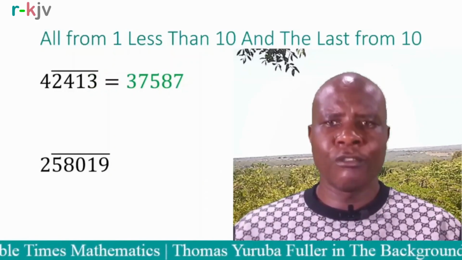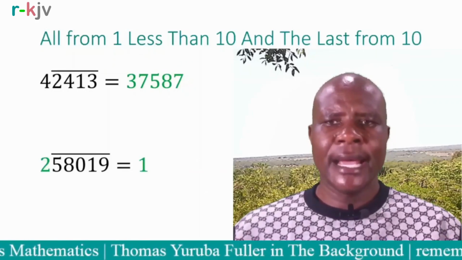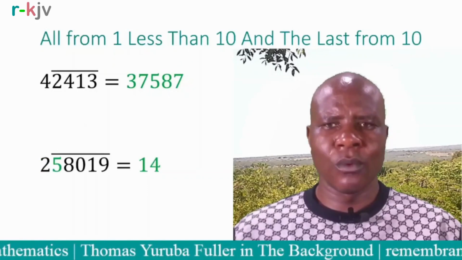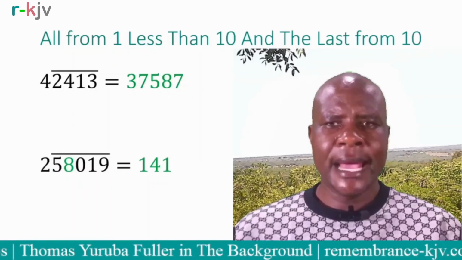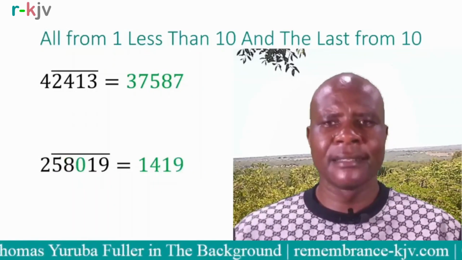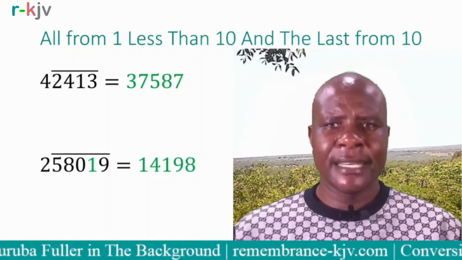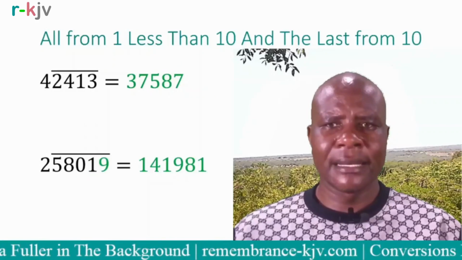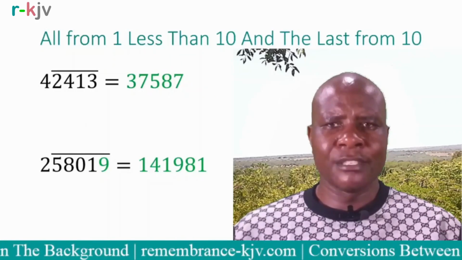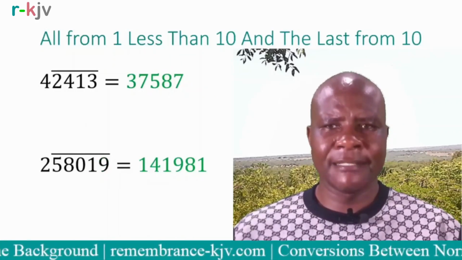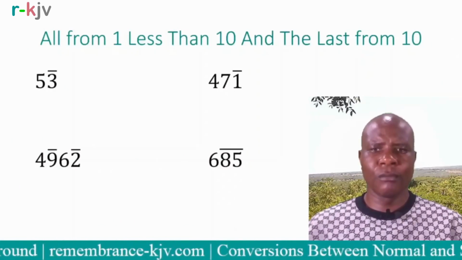Let us try the second example. 2 is in normal form and is reduced by 1 to 1. 9 less 5, that's 4. 9 less 8, that's 1. 9 less 0, that's 9. 9 less 1, that's 8. 10 less 9, that's 1. Therefore, in normal format, our number is 14,198.